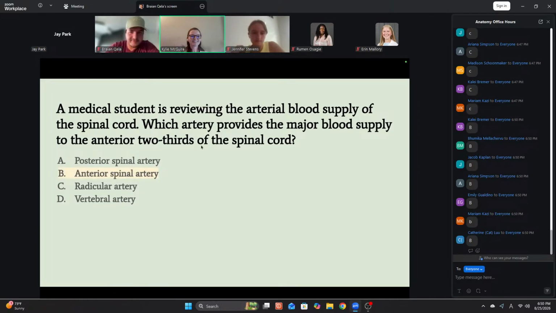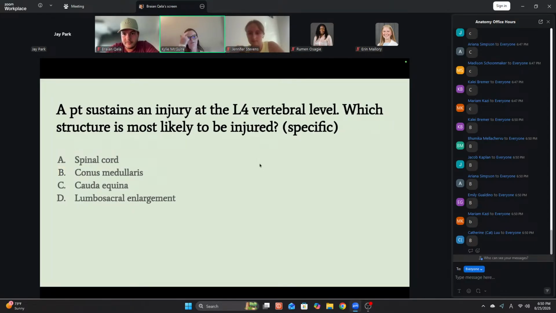Hey guys, looks like you're doing good. It is the anterior spinal artery, and then I have one more. I do remember now. Nope, not mine. I think this one is mine.